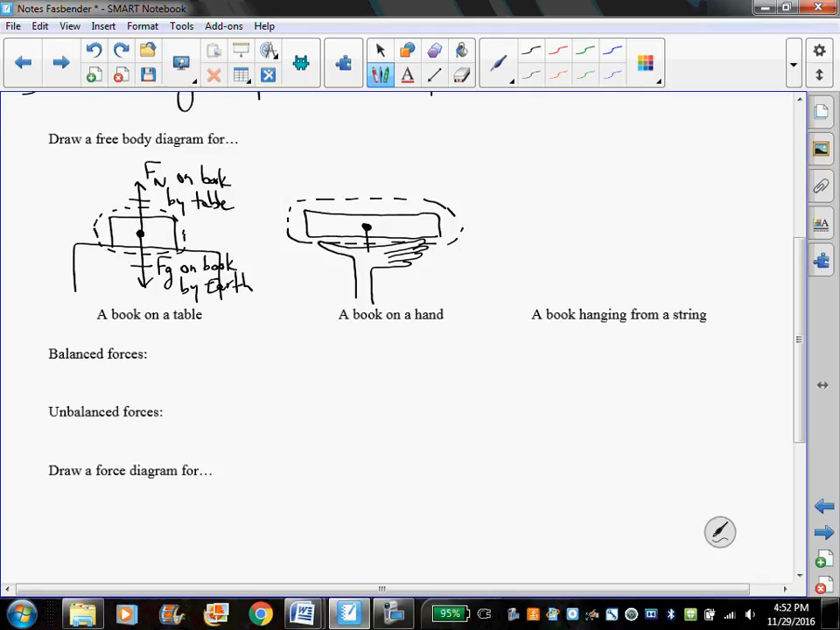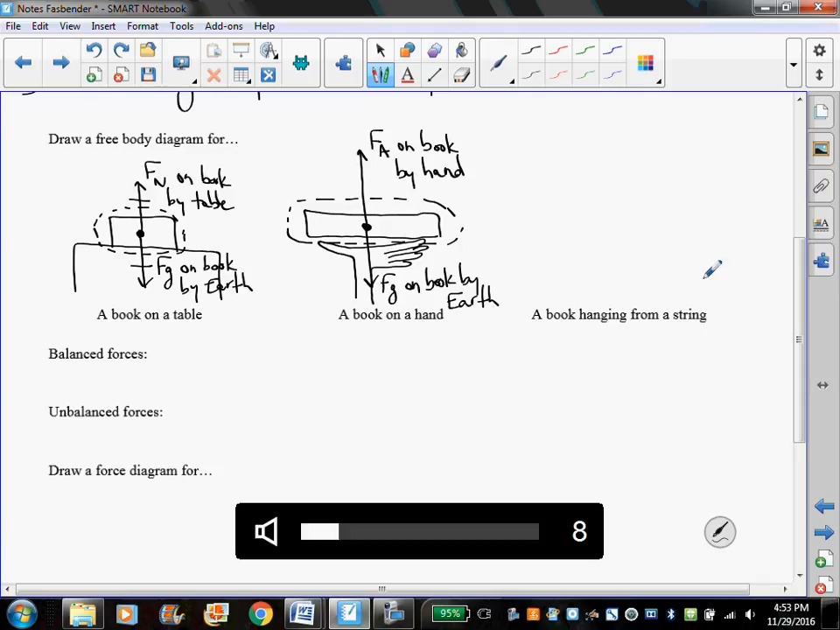Since this book has mass, I know that there is a force of gravity on the book by the earth. And this hand is pushing up on the book. So we could say that there is an applied force on the book by the hand.